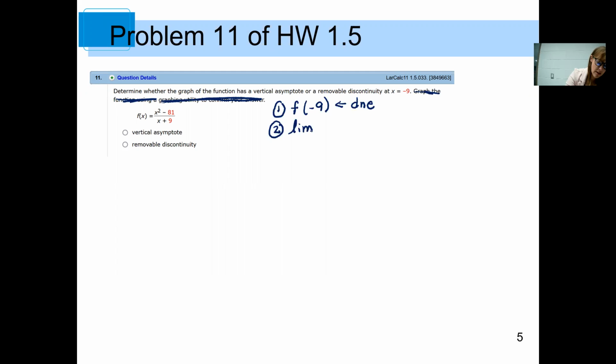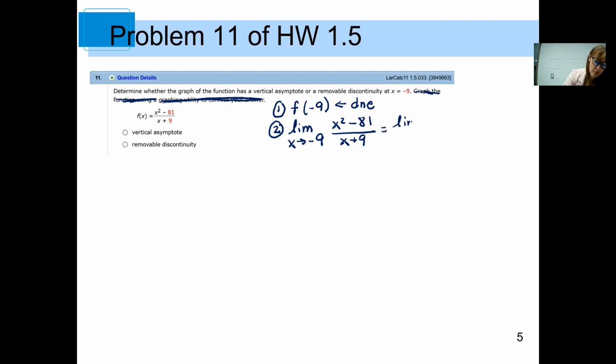We need to look at the limit as x approaches -9. And so hopefully that exists. If it doesn't, then we know we don't have removable discontinuity. Okay, so let's go ahead and explore this limit because we already know it's discontinuous because it doesn't meet that first criteria.